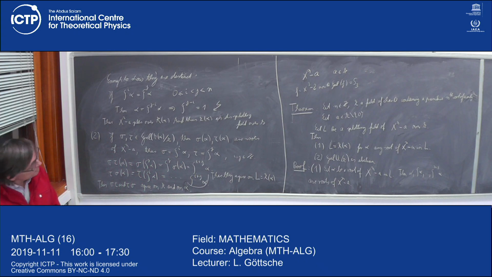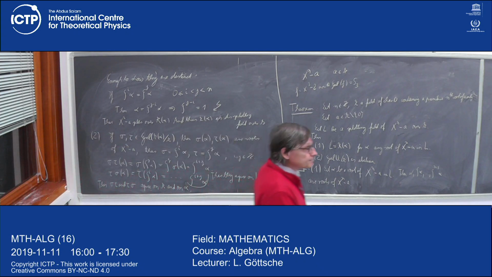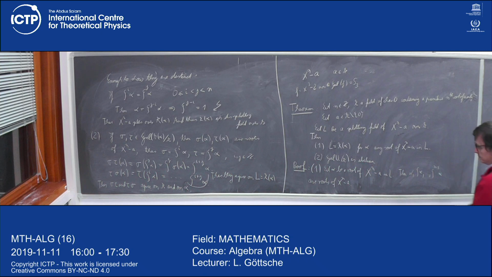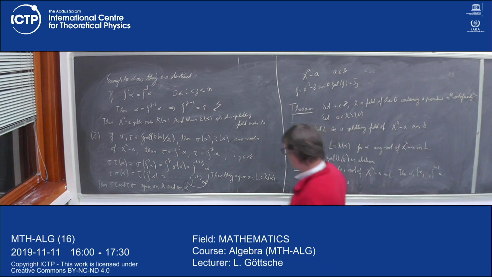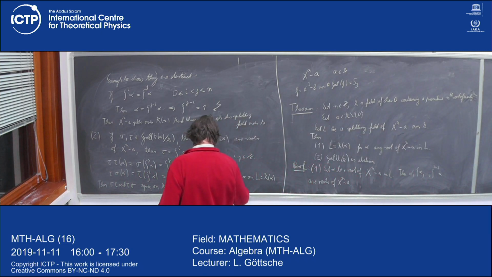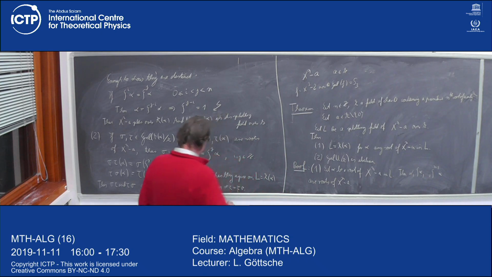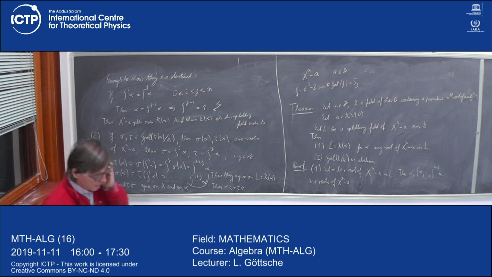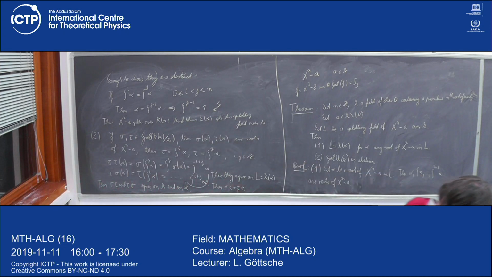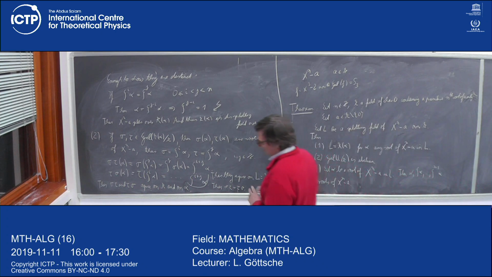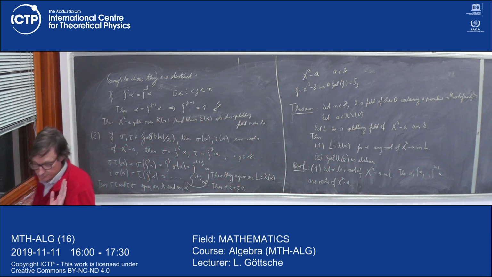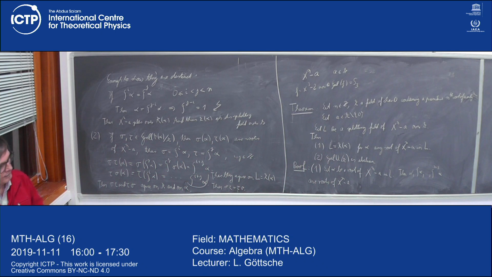Okay, so this is this statement. So that's sigma tau is equal to tau sigma, and the group is abelian. Now our aim: we will use these facts to prove one direction of the criterion for when a polynomial can be solved by radicals.